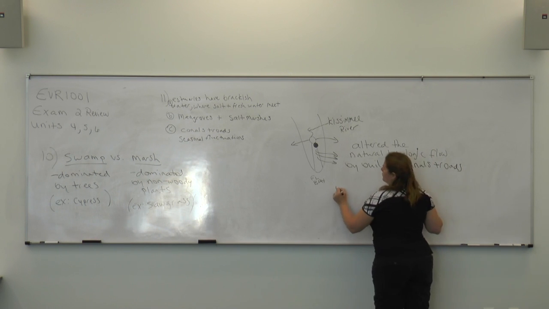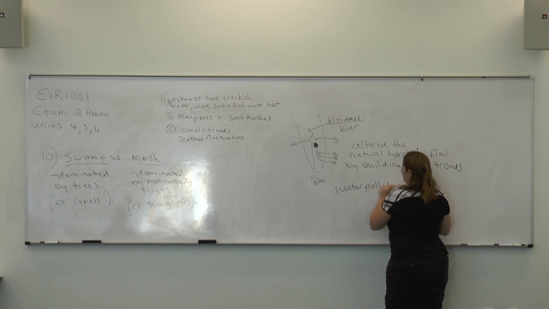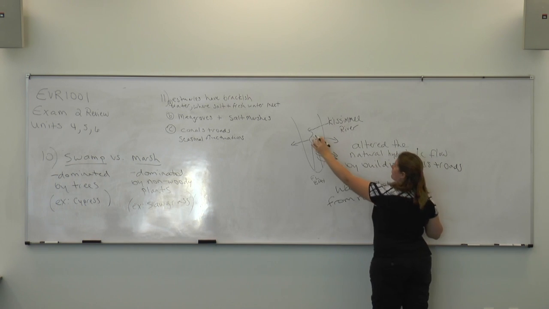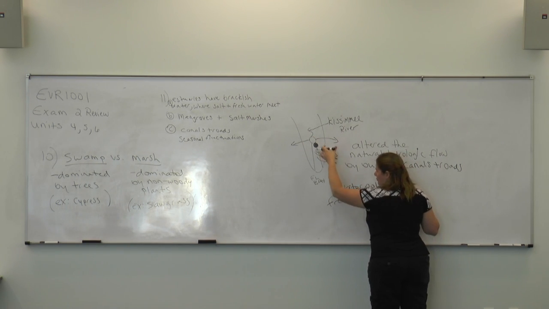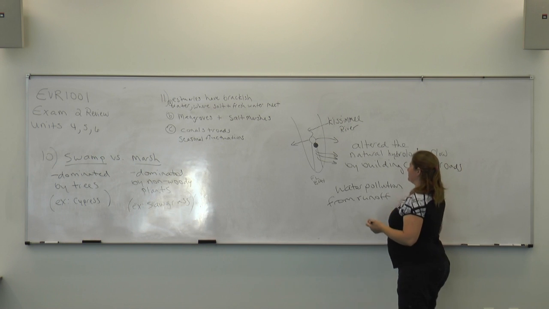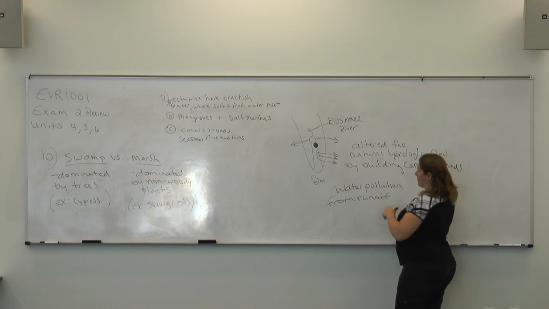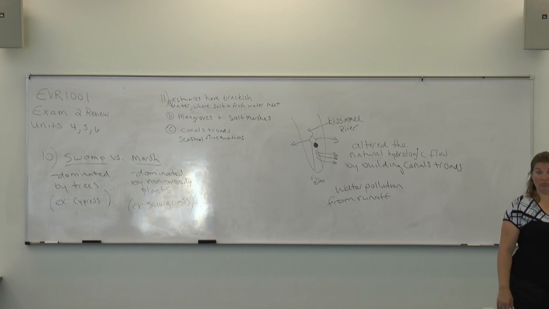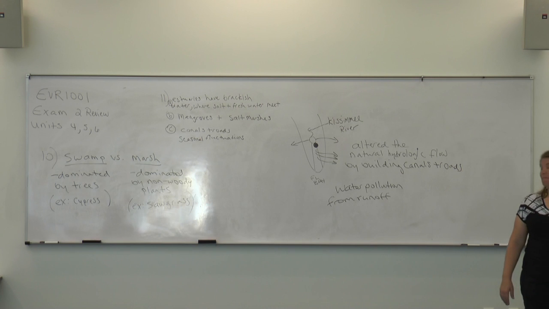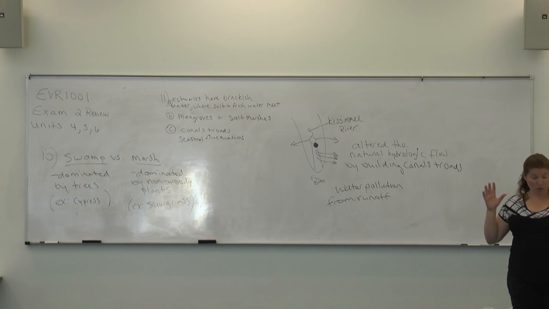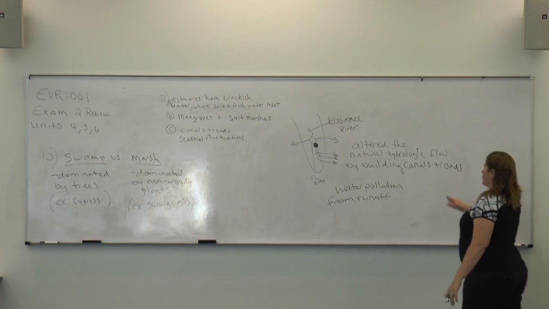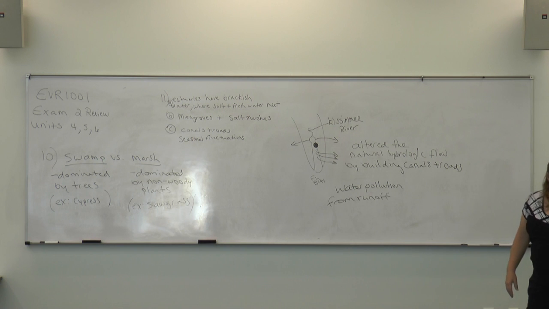So we've got water pollution from runoff. Runoff from farms, runoff from our communities. So these are the two big problems. There's less water getting into the Everglades than there should be, and it's polluted. Still, that video is awesome to be able to see that kind of stuff. So that's the answer to 12B. And now what about 12C?